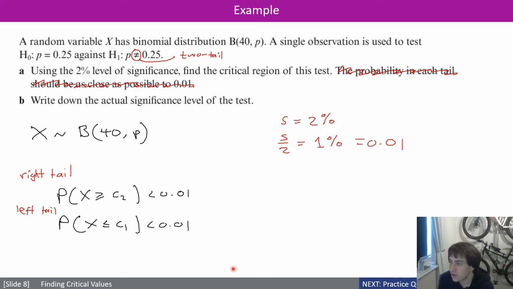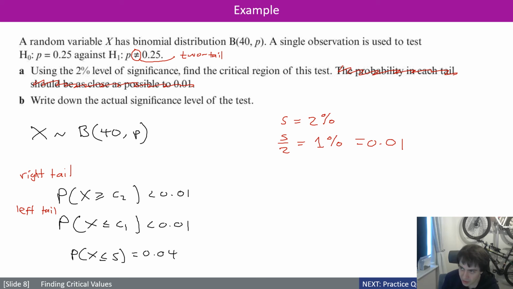Right, so let's start with the left tail, because I think that's a bit easier. In our calculator, we go to distribution, binomial CD. The number of trials is 40. The p I'm going to default at 0.25. And then my x value, that's up for me to try. So let's try 5. So here's what I'm trying now: what is the probability that it's less than or equal to 5? And I get 0.04.